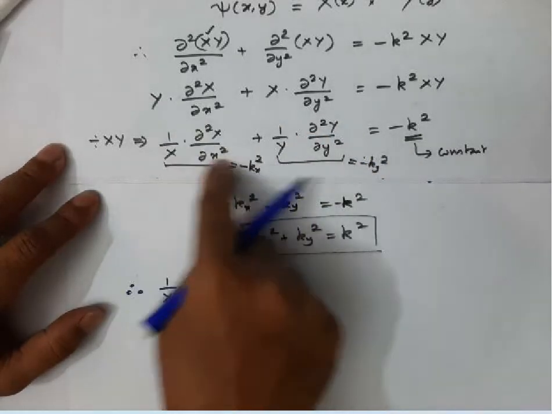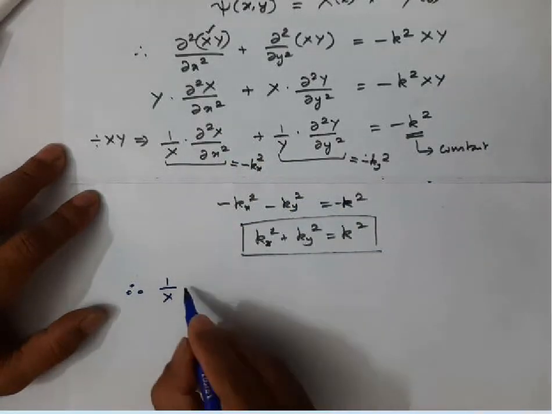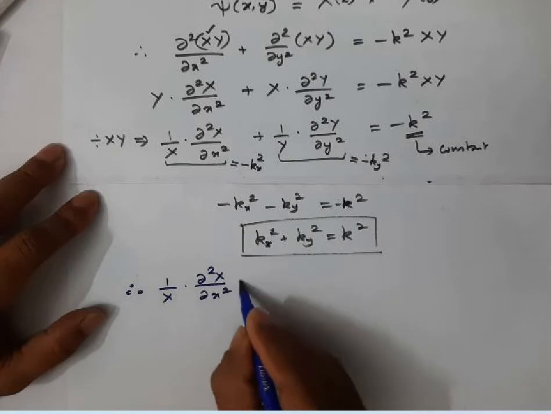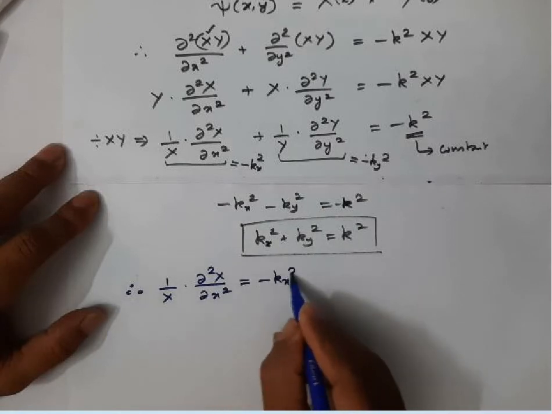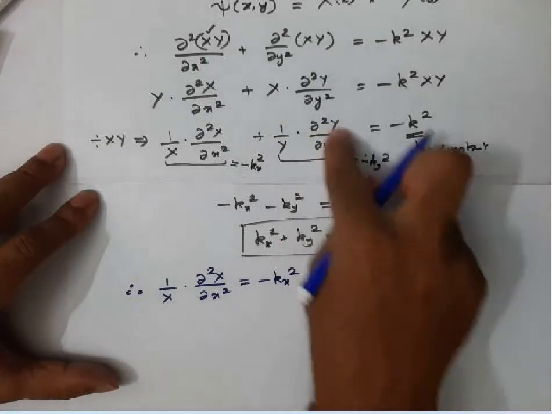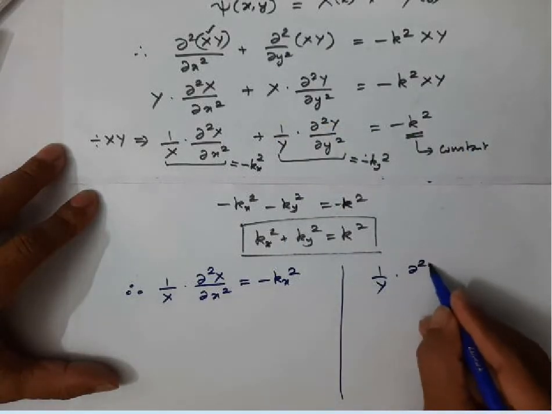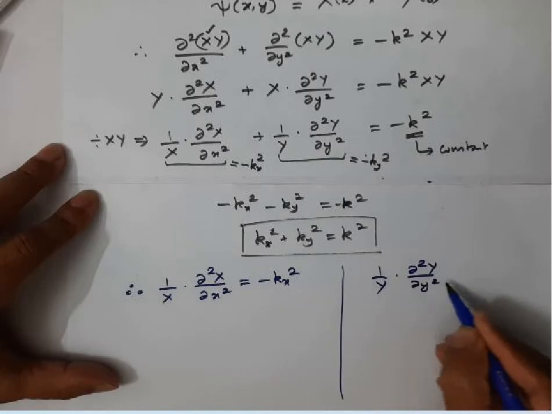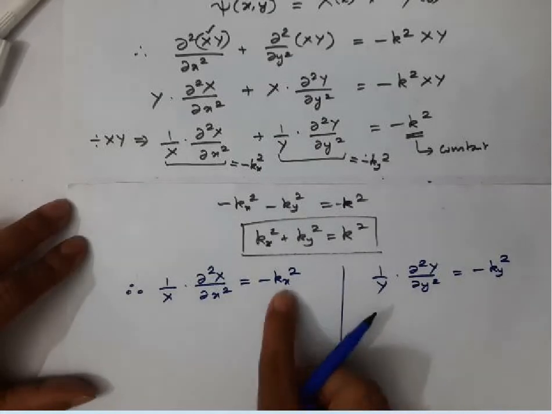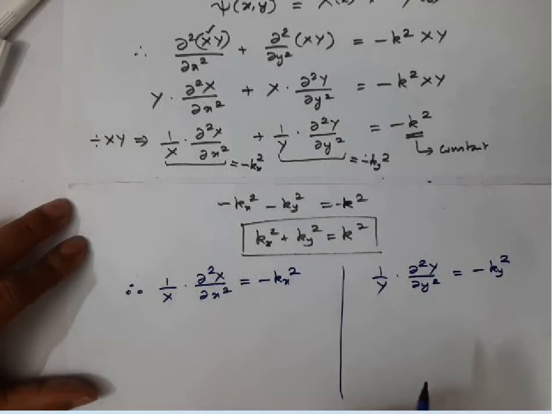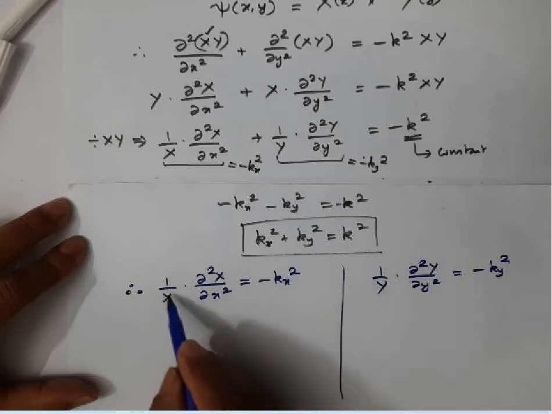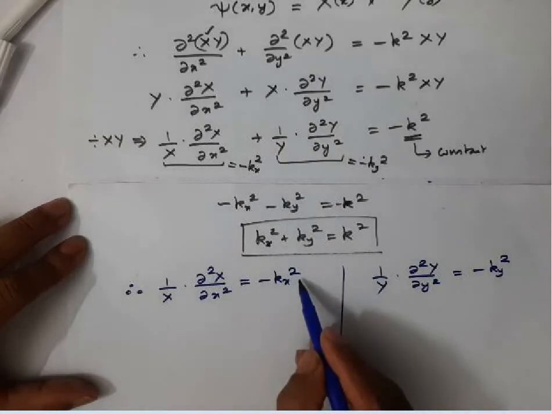So this is equal to minus kx². I'll write here 1/X into d²X/dx² equal to minus kx². Similarly here 1/Y into d²Y/dy² equal to minus ky². Okay, I'll bring this quantity to the left hand side, or we can do like this. Bring this capital X to the right hand side. Here it is in division, so bring it to the right hand side.